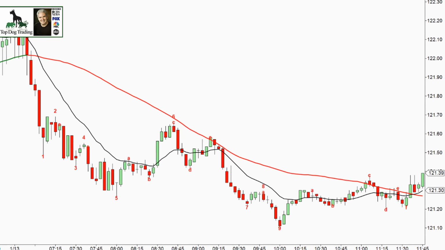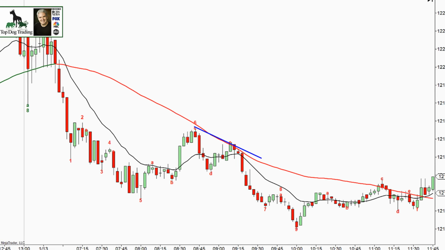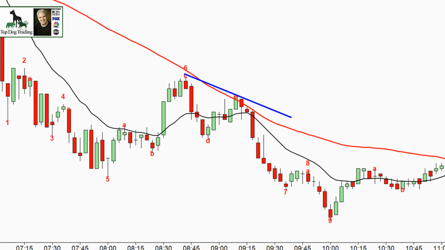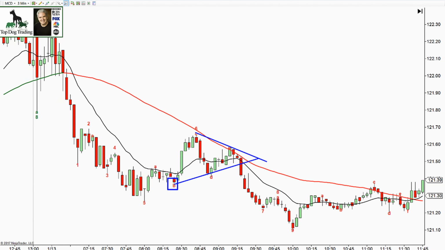So here you go. There's your lower high. And here's your higher low. And there's your triangle. So what this is doing for you, the dynamic of this, you've got your higher low and your lower high, just so you can see that there. It's a symmetrical triangle. And again, we're going to trade it in the direction of the trend, so we're going to take it short.